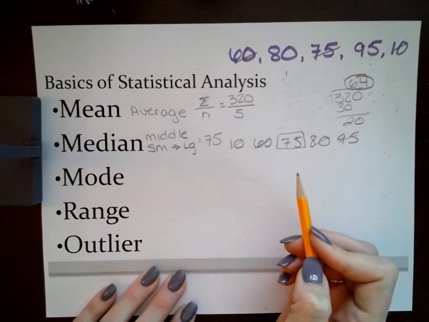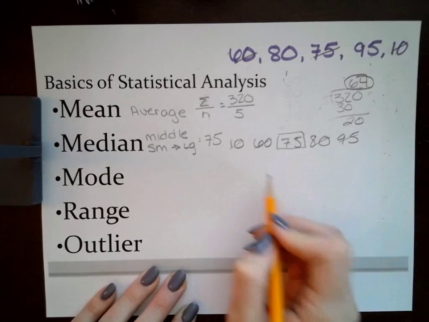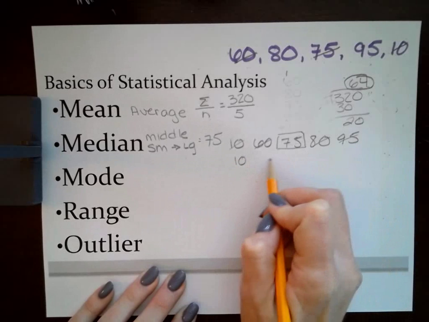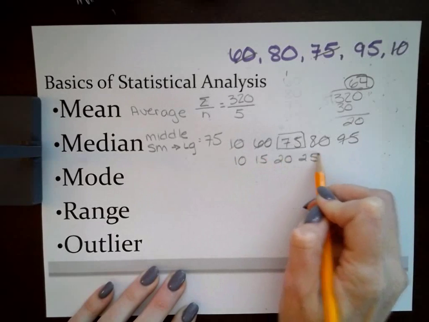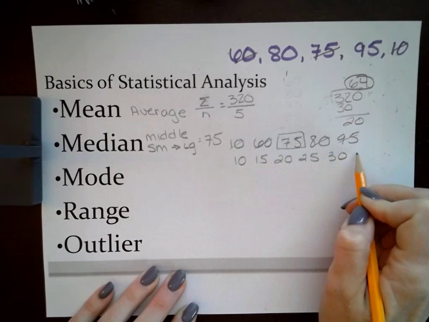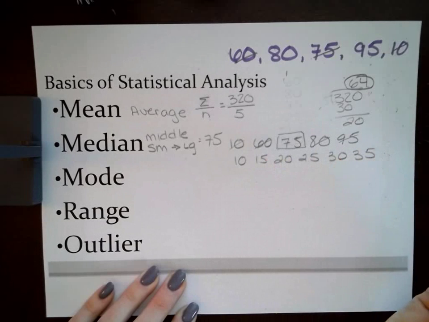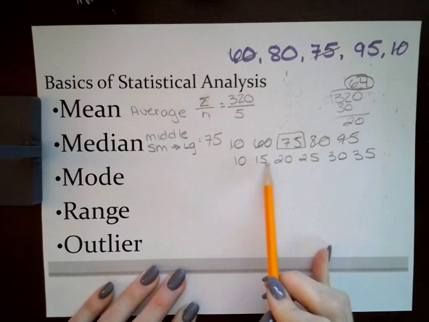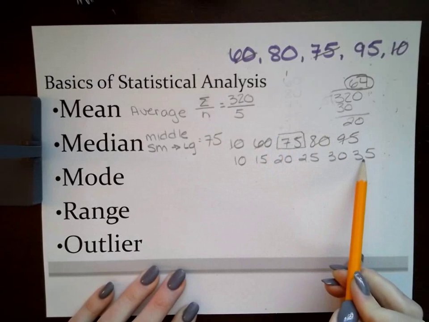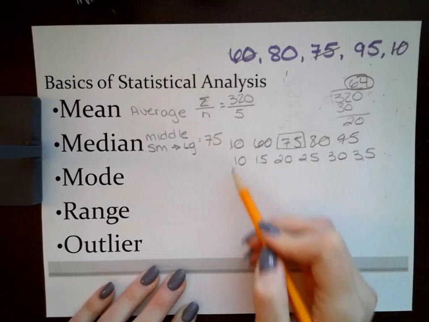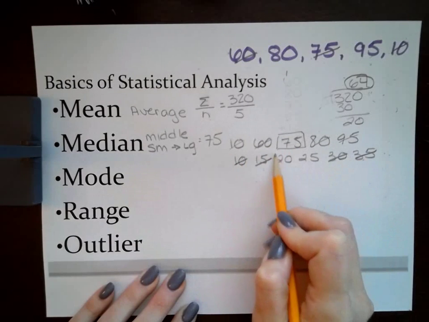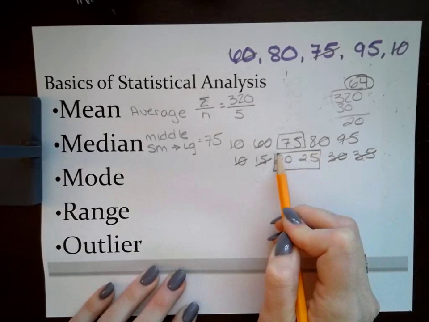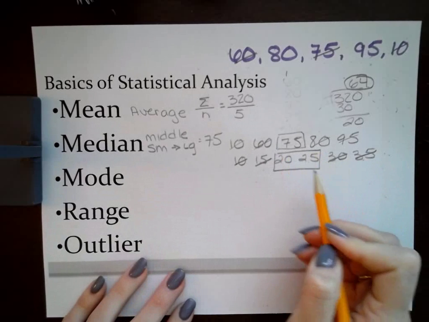So I want to show you what happens if we have an even number of data. So say we have the numbers 10, 15, 20, 25, 30, and 35. I just picked any numbers, just to show you that now we have 1, 2, 3, 4, 5, 6 sets of data. So if we find the median, taking one from each end, we say, uh-oh, we have 2 middle numbers and we can't have 2 medians.